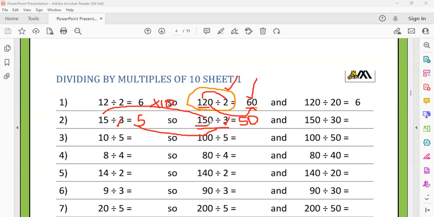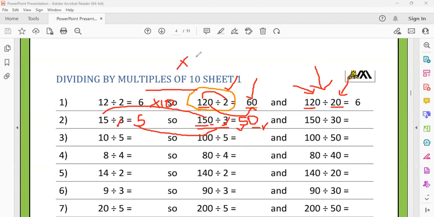But you can also do it as 15 divided by 3 is 5, and there's a 0 at the back. Put the 0 at the back for the answer. Now look over this side. In this case, both the dividend and the divisor, which are these two numbers, have gone up in multiples of 10.